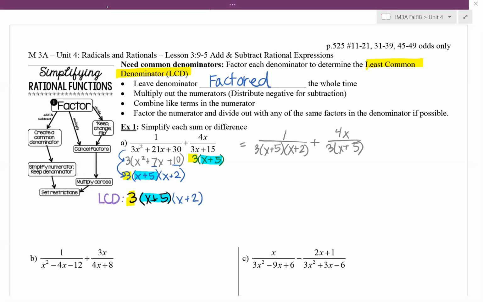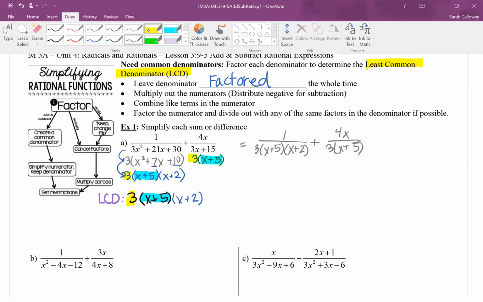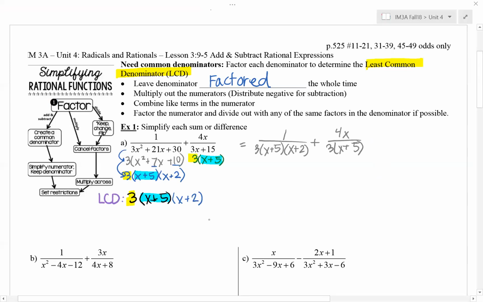And so looking at my denominators, the first denominator has my whole common denominator, whereas the second one doesn't. It's missing this x plus 2. So remember that to create a common denominator, I'm going to multiply the numerator and denominator by that value. So x plus 2 is something that I'm going to multiply by both my numerator and my denominator. Okay, so again, this denominator had everything that we needed, so we're going to ignore it and move along.